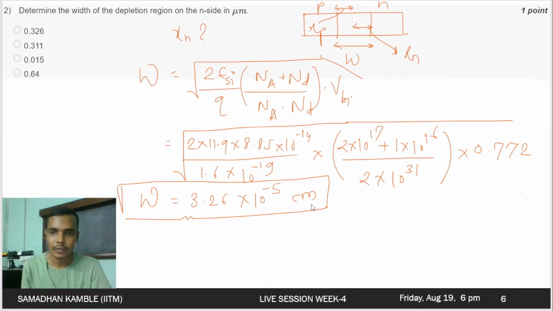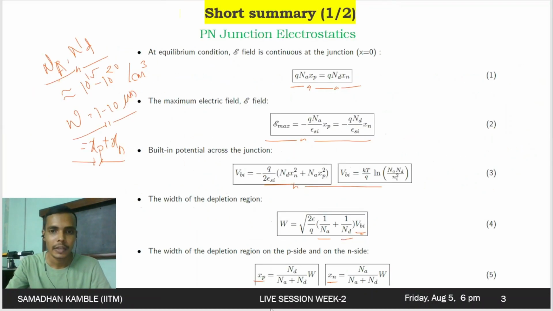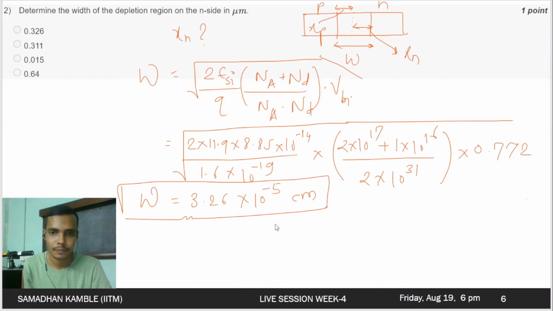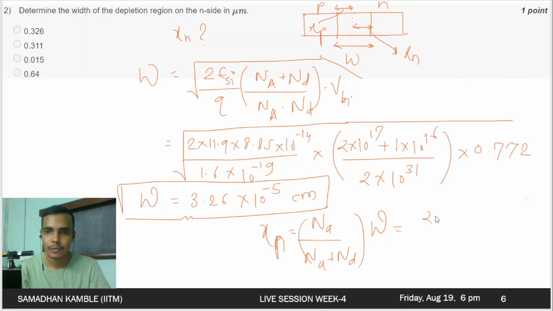Okay, so as I told you, we can use the formula xn is equal to Na over Na plus Nd multiplied by the total width. So let us do that. xn is equal to Na over Na plus Nd times the total width. Let's just substitute all these values: 2 times 10 to the power 17 divided by 2 times 10 to the power 17 plus 10 to the power 16, times the total width that we got, which is 3.26 times 10 to the power minus 5 centimeter.